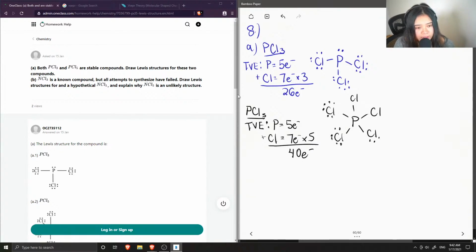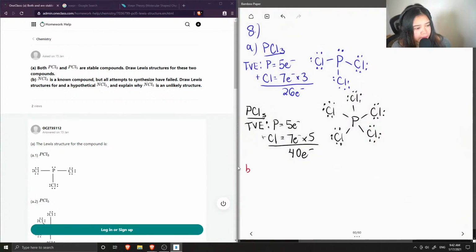So phosphorus is one of the exceptions to the octet rule, in which it's able to form more than 4 bonds. And if we count out all the valence electrons I've drawn so far, we should have 40 in our structure. Yep, so 8 times 5. So that is part A of this question.